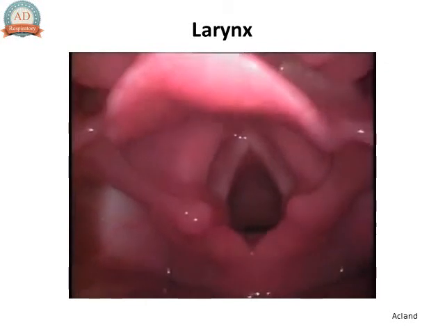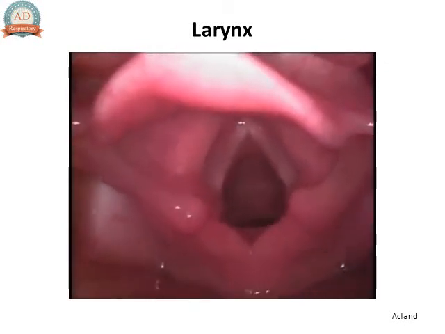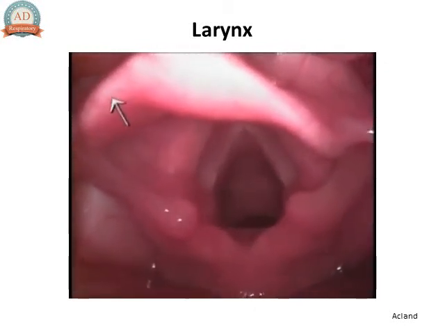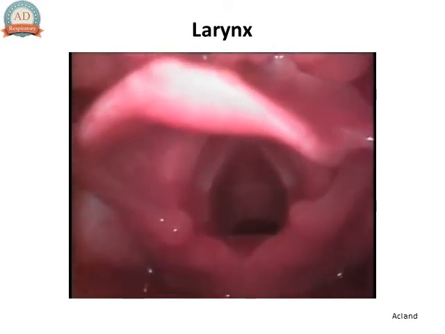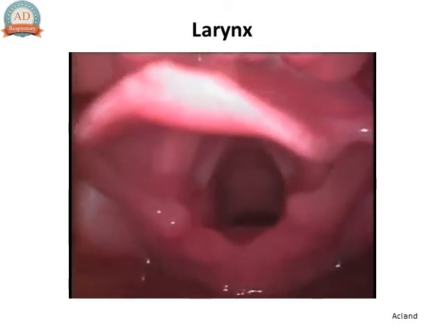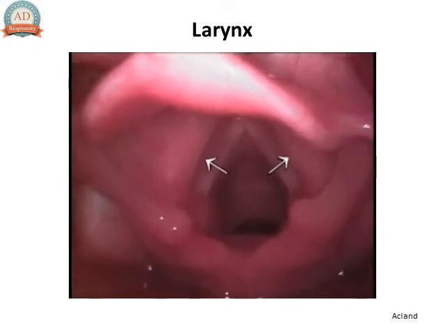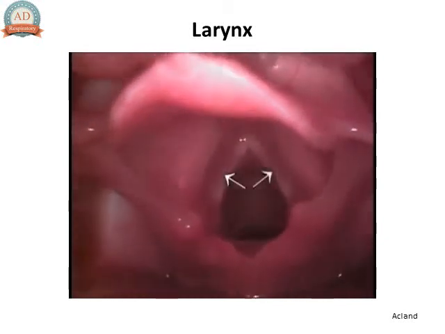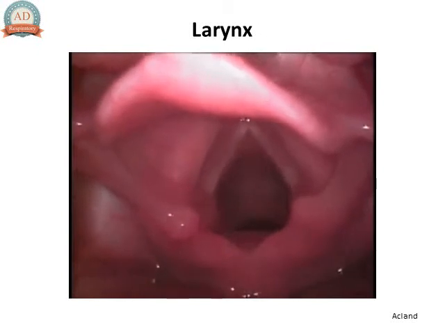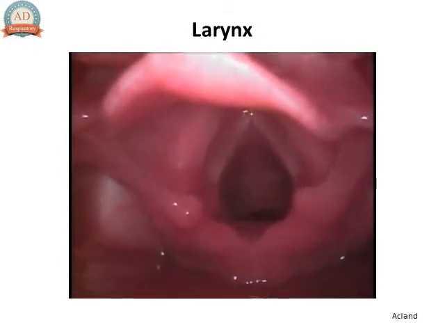Here's the larynx in the living body, seen from above with an endoscopic camera. Here's the epiglottis. Here's the left aryepiglottic fold. Here are the vestibular folds. Here are the vocal folds. Here between them, we're looking down through the vocal opening into the trachea.